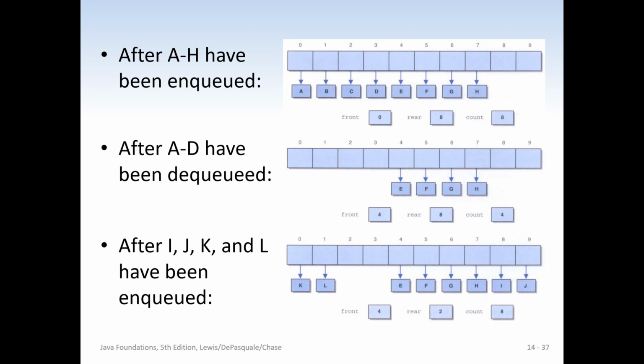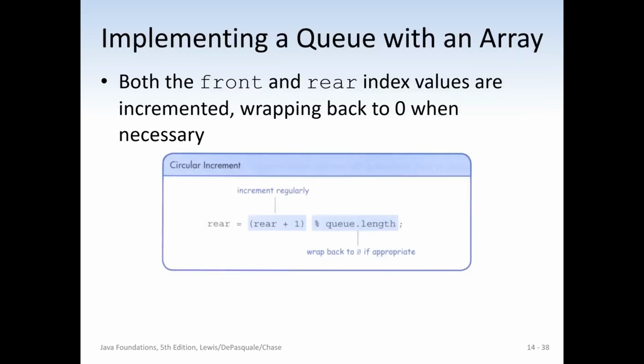So now we're going to enqueue I, J, K, L, and at this point we're going to wrap around in that circular array, and we're going to enqueue at 0 and 1. K and L are going to be at 0 and 1. And now the rear is 2, the front is 4. It looks a little odd. We'll look at how this actually gets implemented.